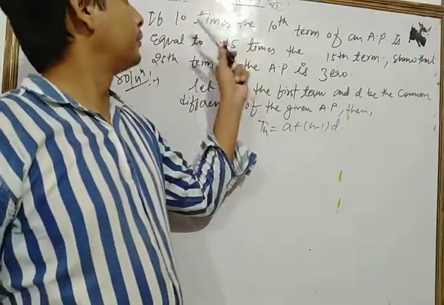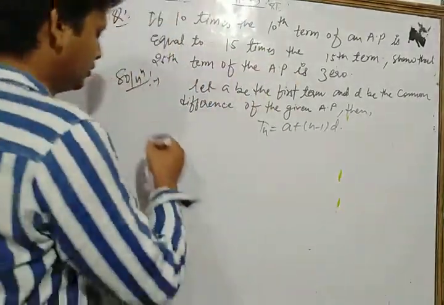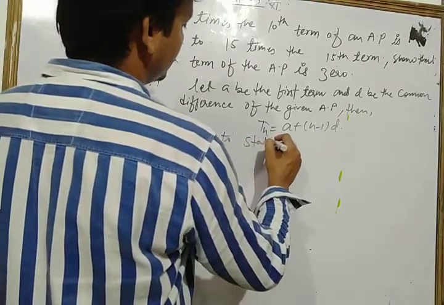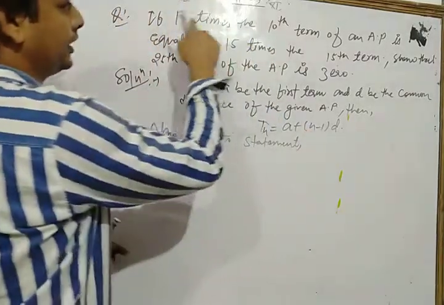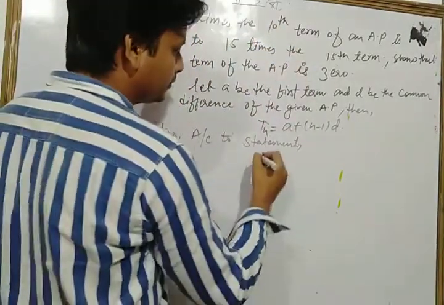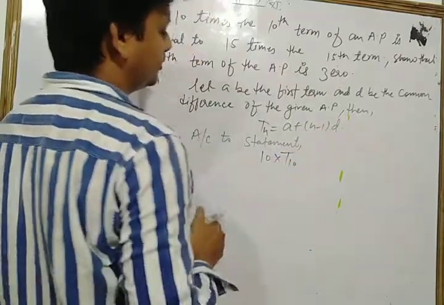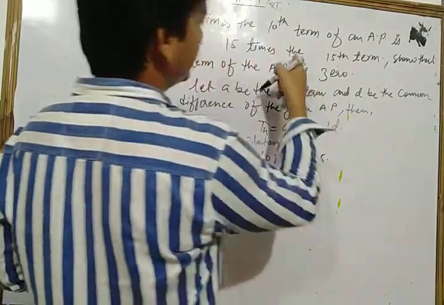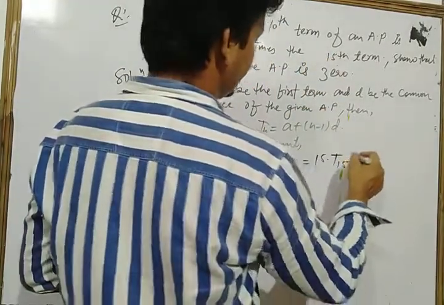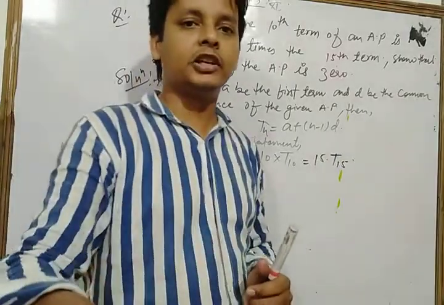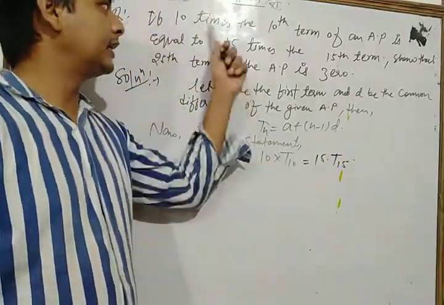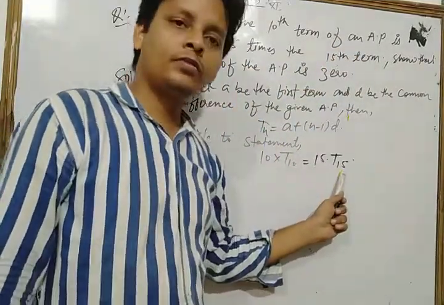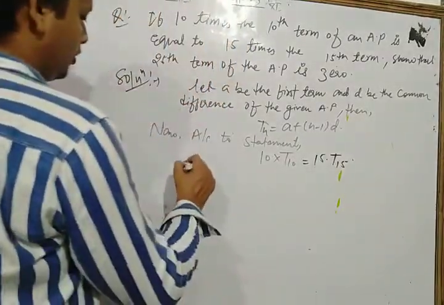Now according to the statement of the question, 10 times the 10th term of an AP is equal to 15 times the 15th term, meaning T15. This is the condition here. So now let's see, we have what?